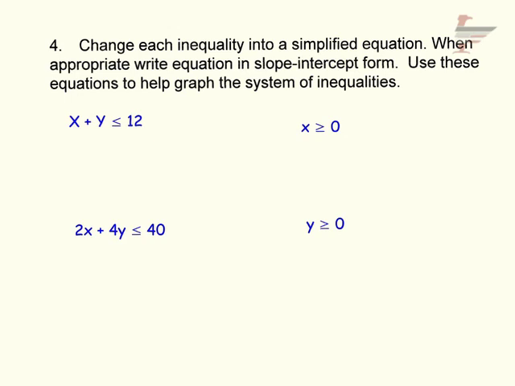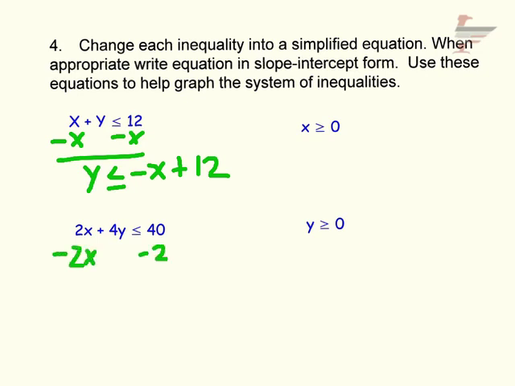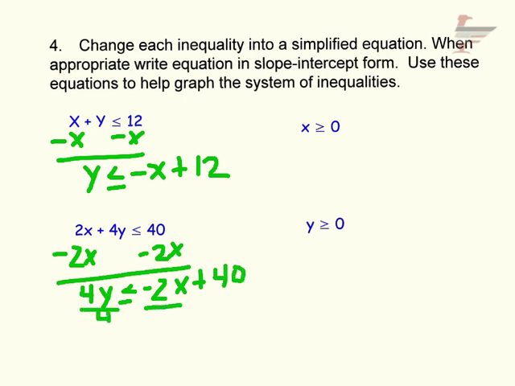Now we have 4 different constraints, 4 inequalities that make up our constraints, and we want to write them into slope-intercept form. So we're going to subtract x and get y is less than or equal to negative x plus 12. Then we're going to subtract 2x, and we're going to have 4y is less than or equal to negative 2x plus 40. We're going to divide each one by 4, and we would end up with y is less than or equal to negative 1/2 x plus 10. And then x is greater than or equal to 0, and y is greater than or equal to 0. Now that they are in graphing form, we need to go ahead and graph these 4.